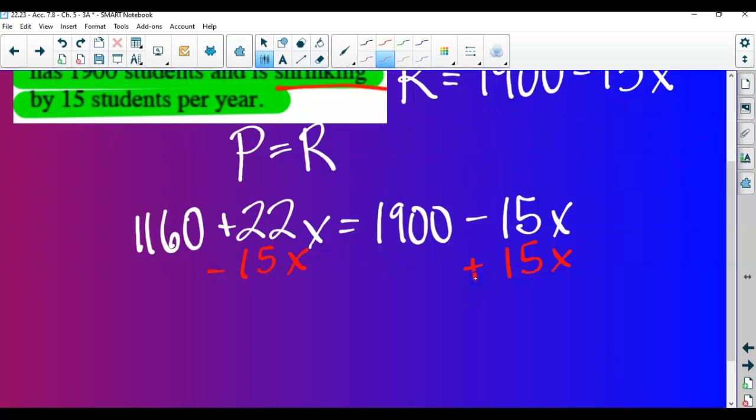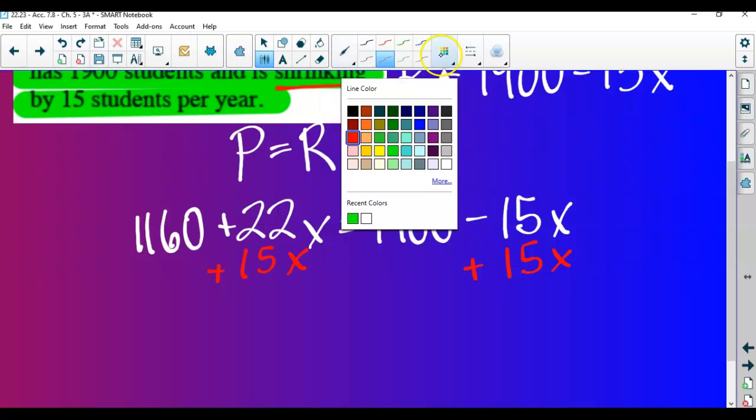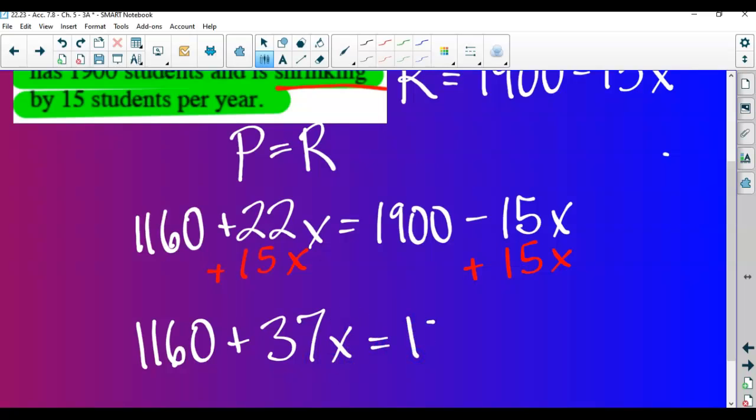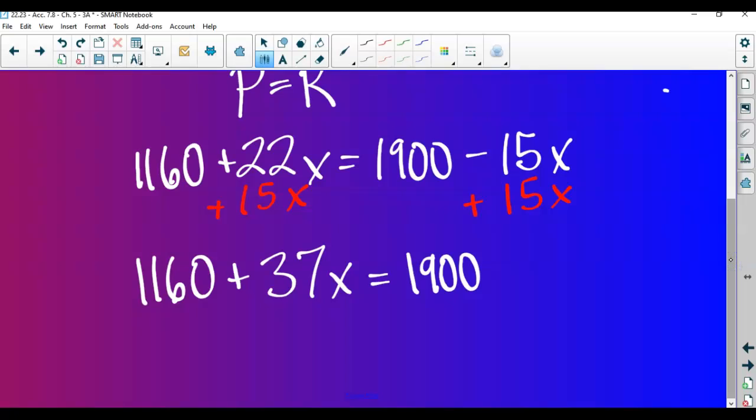Man, if only that was like the first thing somebody had made us look at. If only. Man, missed opportunities. 1160 plus now 37x equals 1900. Now, Annabelle, what would you personally do? Subtract 1160.